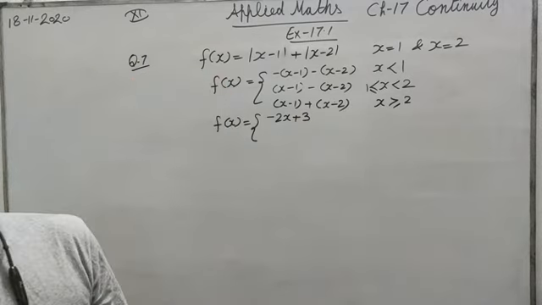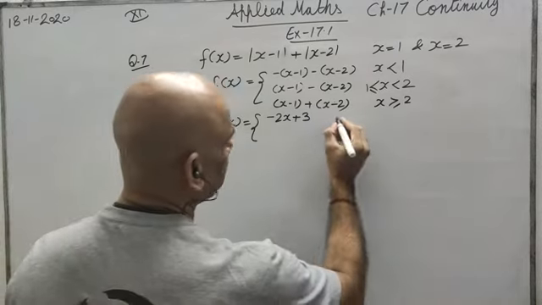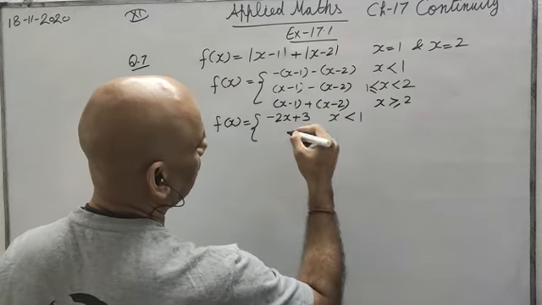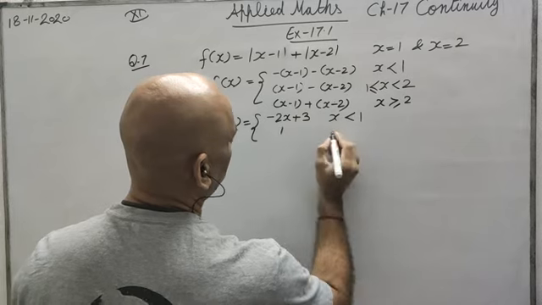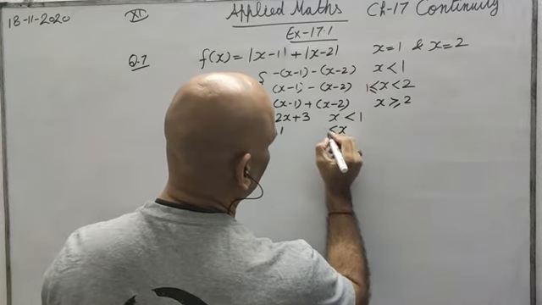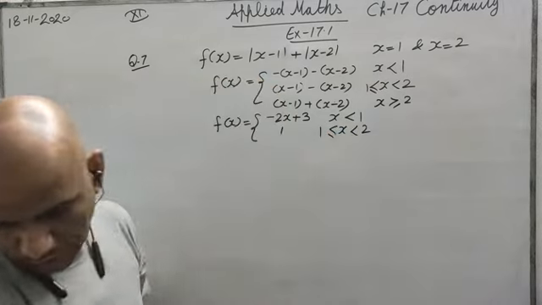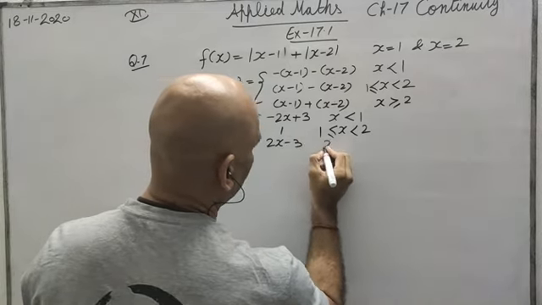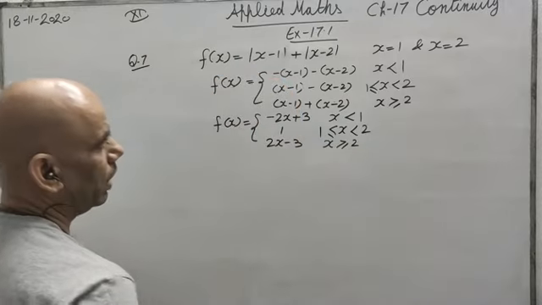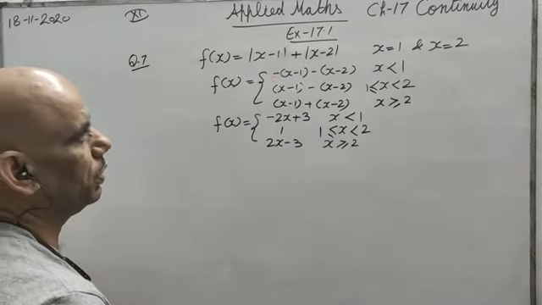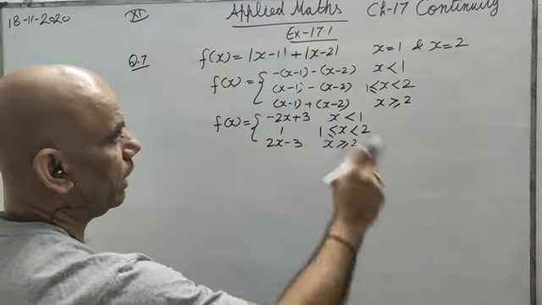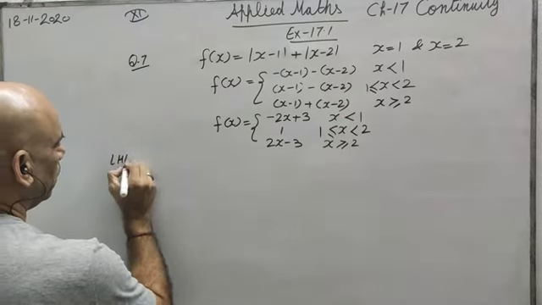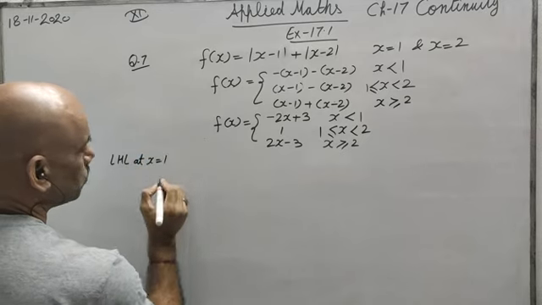Minus 2x plus 3 in the case when x is less than 1. x minus x, then x and x cancel, so the value is plus 1 when x is greater than or equal to 1 but less than 2, and the value is 2x minus 3 when x is greater than or equal to 2. Now we will have to check its continuity at x equals 1 and x equals 2. So LHL at x equals 1.